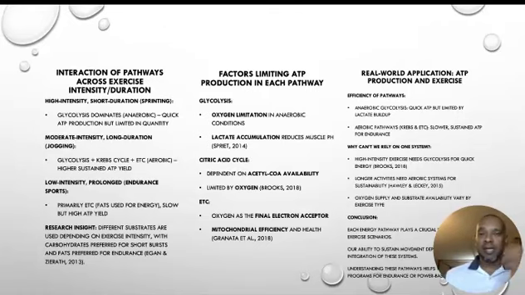So in conclusion, understanding how these pathways integrate is essential for optimizing training programs, whether for endurance or power-based activities.